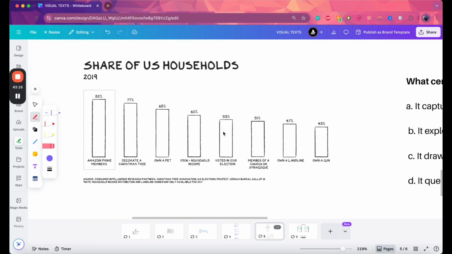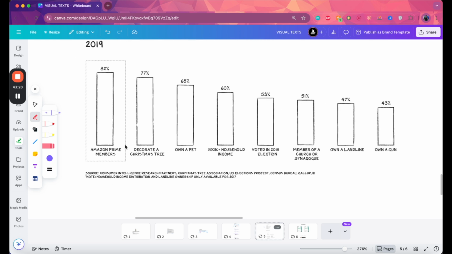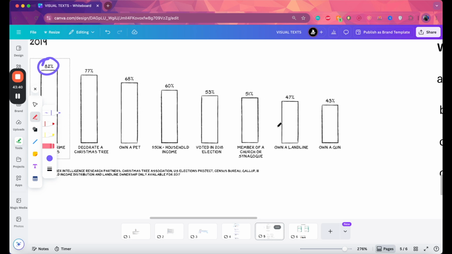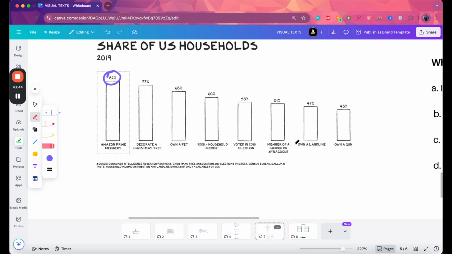So this is a typical question that they can give us. Share of US households. Let's have a look at this. Amazon Prime members, 82%. Decorate Christmas tree, 77. Own a pet, 68. And you can see that as we go through, 50K plus in household income, voted in 2018 election, the percentages are seeming to go down and down and down. Member of a church or synagogue, about 50%. Own a landline, 47%. Own a gun, 43%.